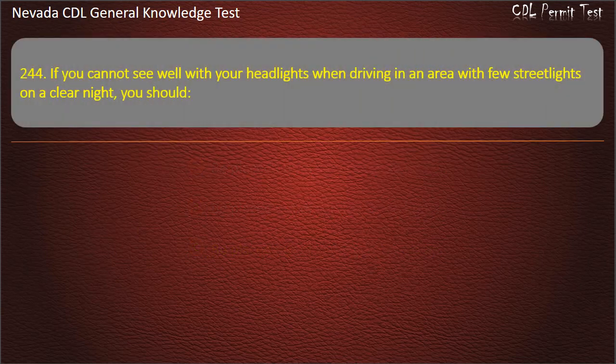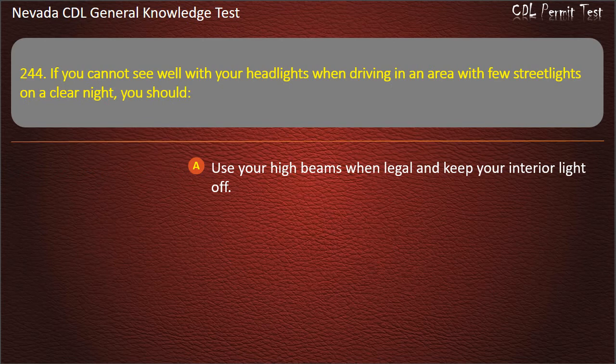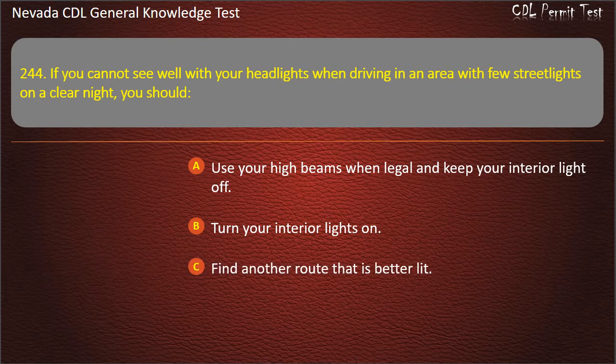Question 244. If you cannot see well with your headlights when driving in an area with few streetlights on a clear night, you should use your high beams when legal and keep your interior light off, turn your interior lights on, or find another route that is better lit. Answer. Use your high beams when legal and keep your interior light off.